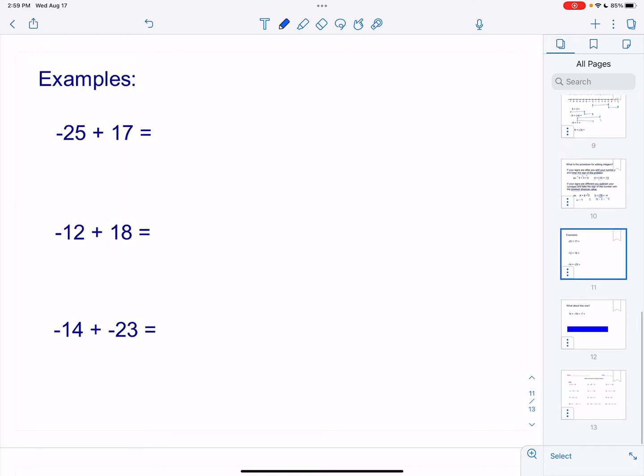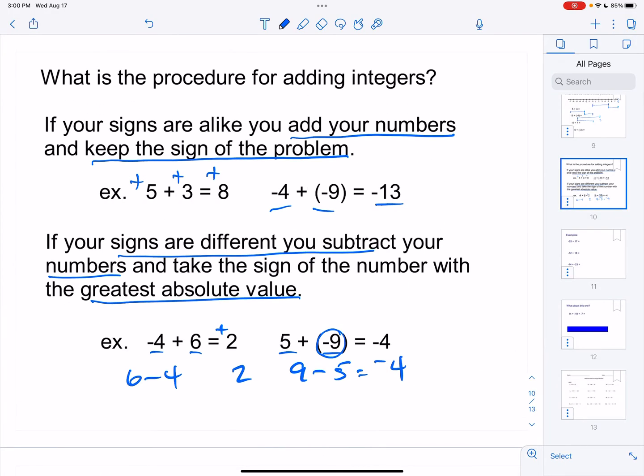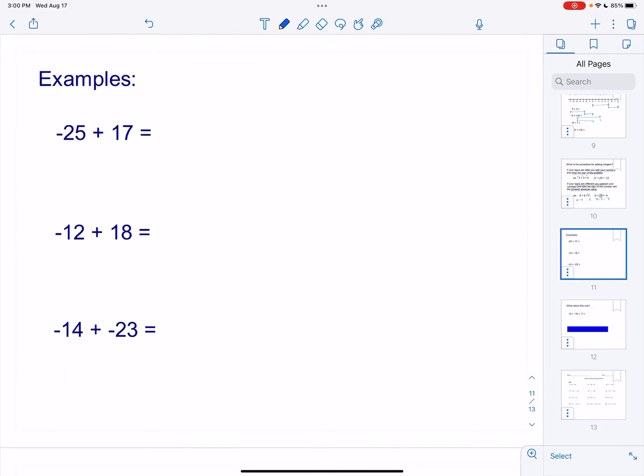Okay, so this first one, you got -25 plus 17. So the first question I'm going to ask you is, are my signs alike? Are they different? Well, they're different. So what does it say to do when they're different? Signs are different. Subtract your numbers and take the sign of the number with the greater absolute value. So I'm going to do 25 take away 17. So 25 take away 17 should give me an 8.